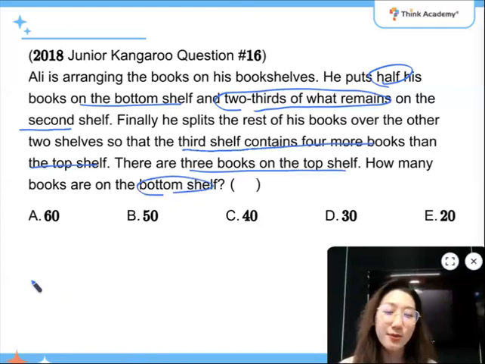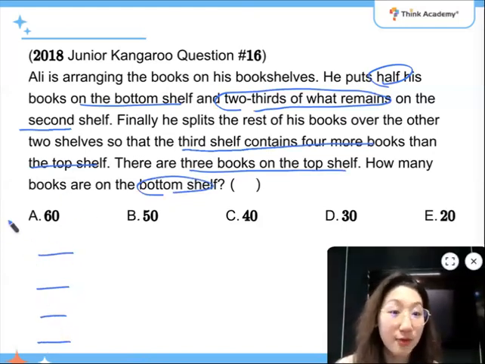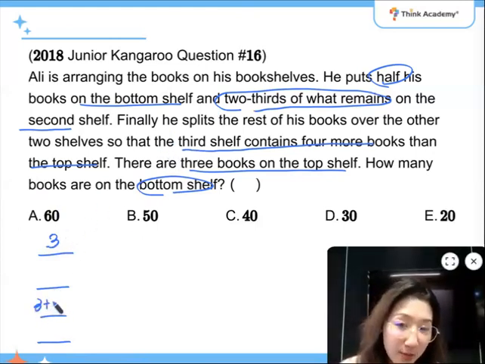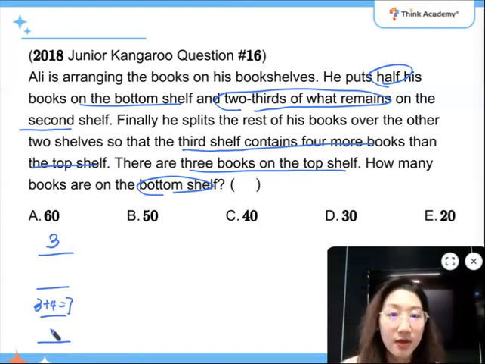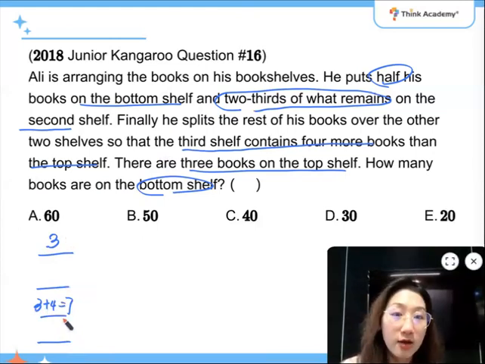Okay, so for this question, of course, you can just draw 4 shelves to better organize the conditions. So at the top shelf, we have an actual number that is 3. And then on the third shelf, it's 4 more than that. So that's obviously 3 plus 4, which is 7. Then for the other 2 shelves, we only know the fraction of the books to the total.